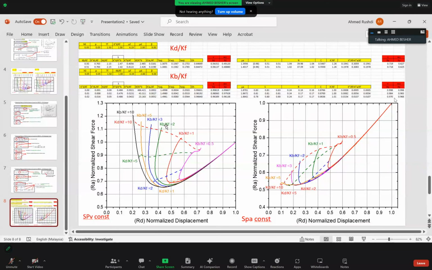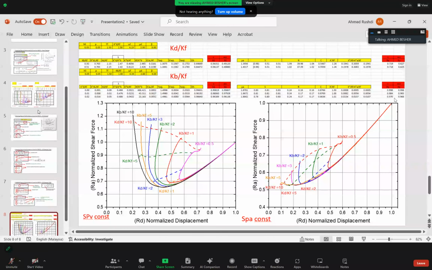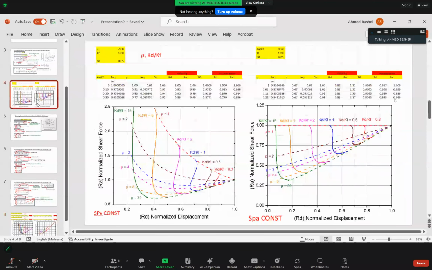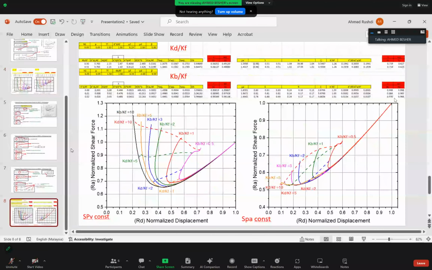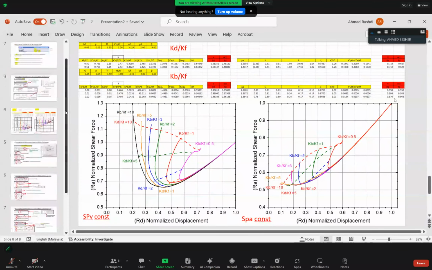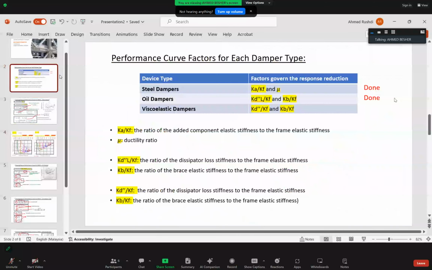But this is for the oil damper, and the governing factor, as we can see, is the ratio between the bracing and the frame stiffness. Also the ratio between the stiffness of damper and the frame for each one. So after all of this procedure, I developed the performance curve for steel damper and for the oil damper. For the next step, I should develop the performance curve for the viscoelastic damper.